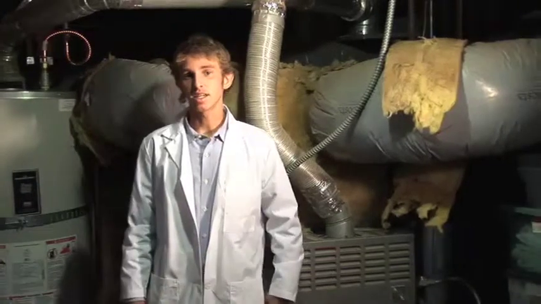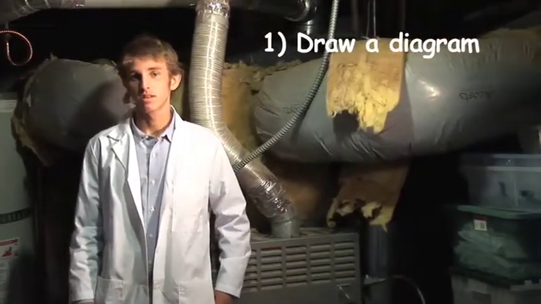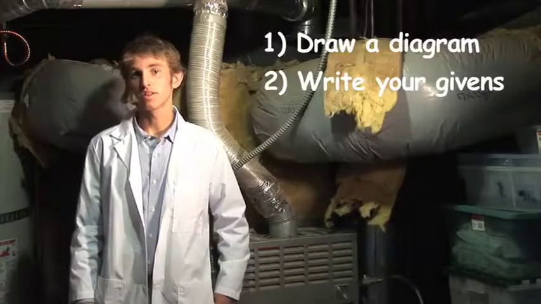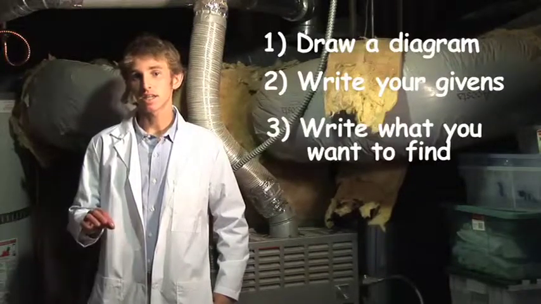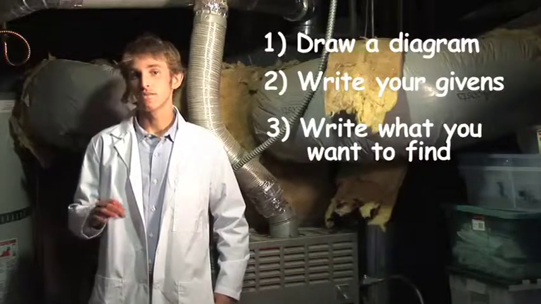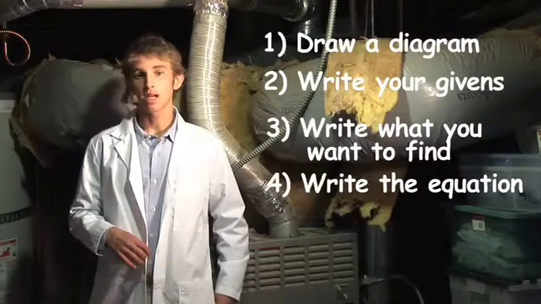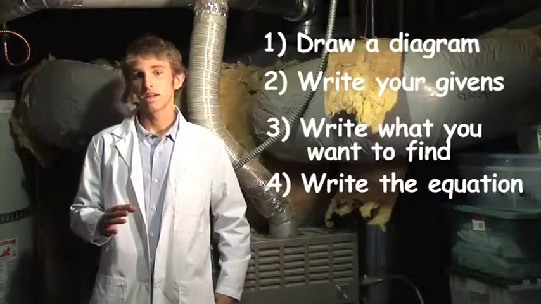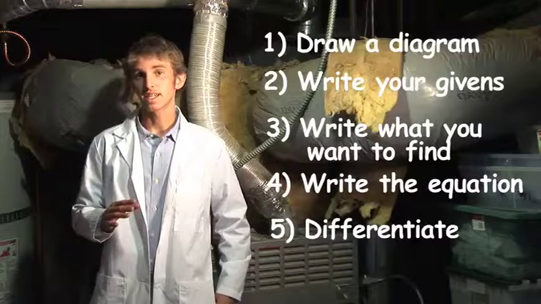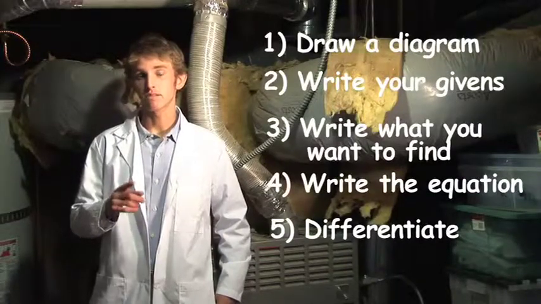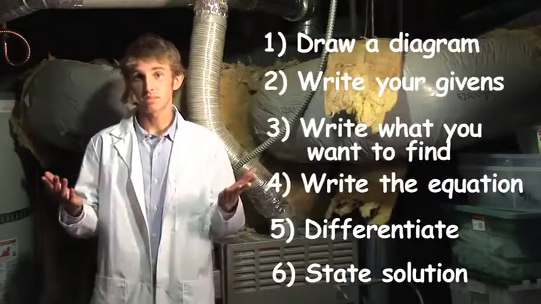The first one is to draw a diagram. The second is to write down the rates you know. And the third is to write down the rates that you want to find. After you've done that, the fourth step is to write an equation relating the variables that appear in the rates. The fifth is to differentiate that equation. And finally, the sixth step is to write down the answer. It's simple.